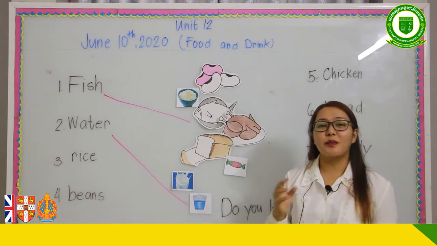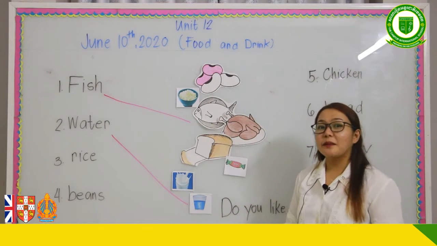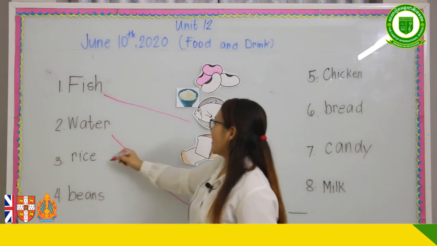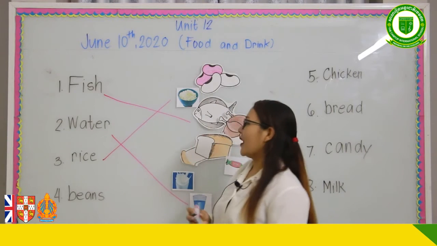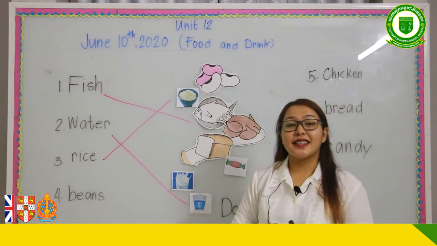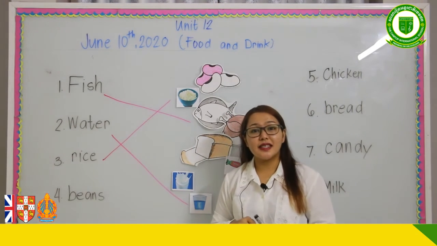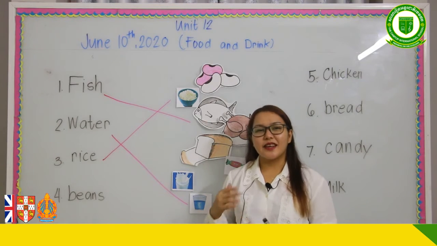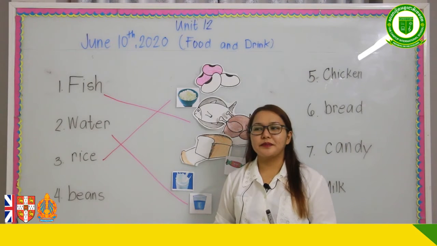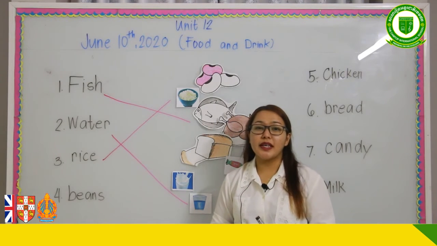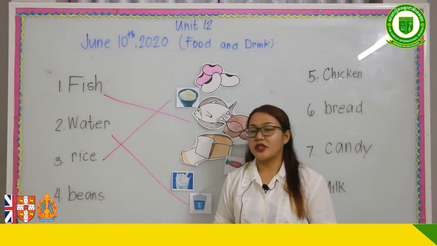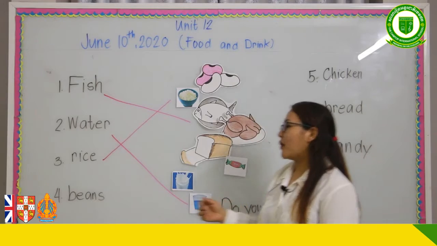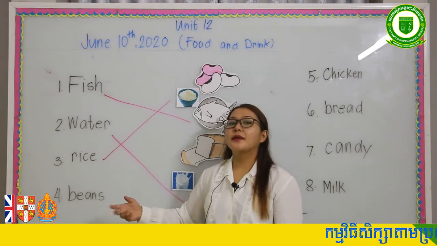Okay, I hope you are pointing the right pictures, kids. Okay, so let's draw a line. Do you like rice? Yeah, rice also gives us some nutrients that are needed by the body, but not too much, okay? Next, we have your beans.